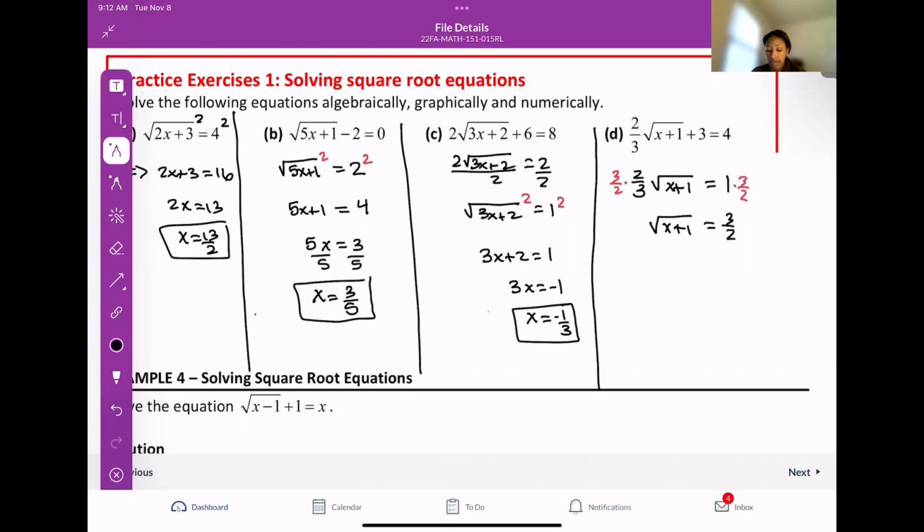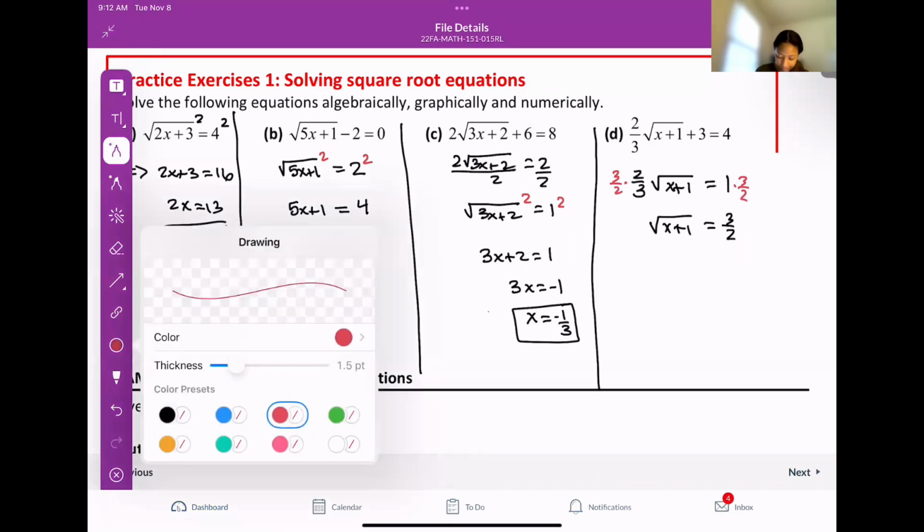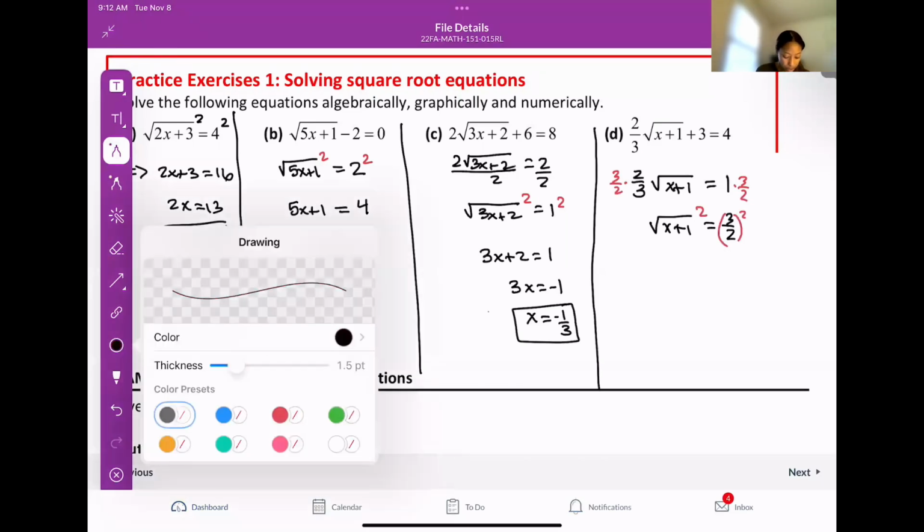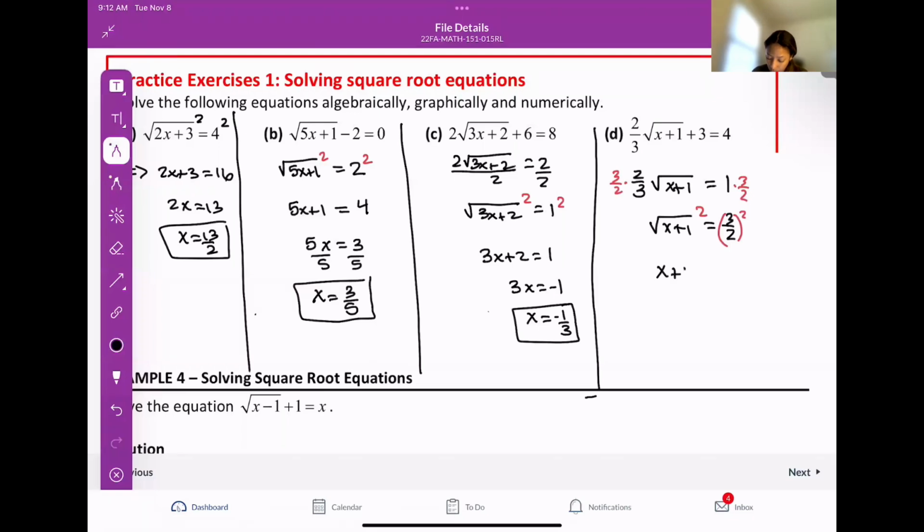All right. Now our radical is isolated. We want to square both sides. And we're squaring this entire fraction. So that gives us x plus 1 equals 9 over 4. That's 3 over 2 squared. And then if we subtract 1 from both sides, x would be equal to 9 over 4 minus 1. We do need to simplify these fractions. That's 9 over 4 minus 4 over 4, which finally gives us 5 over 4 for our answer.